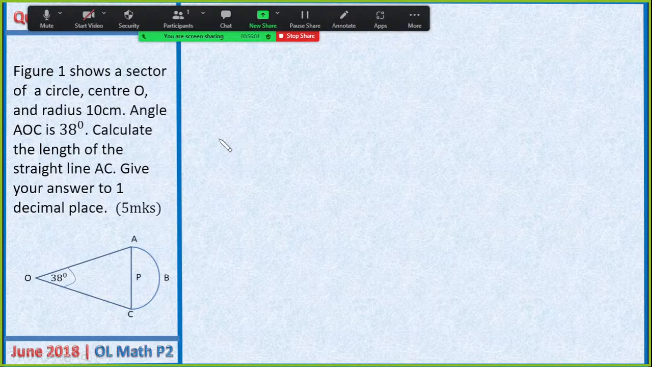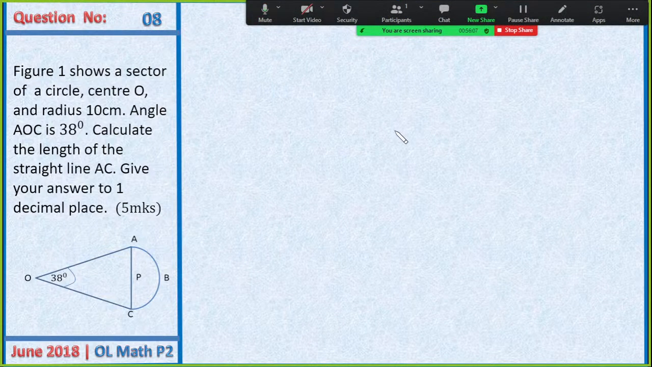Okay, the next question is question 8. Figure 1 shows a sector of a circle with center O. So this is a sector of a circle with center O and radius 10 centimeters. Angle AOC is 38 degrees. Calculate the length of the straight line AC. Give your answer to 1 decimal place.